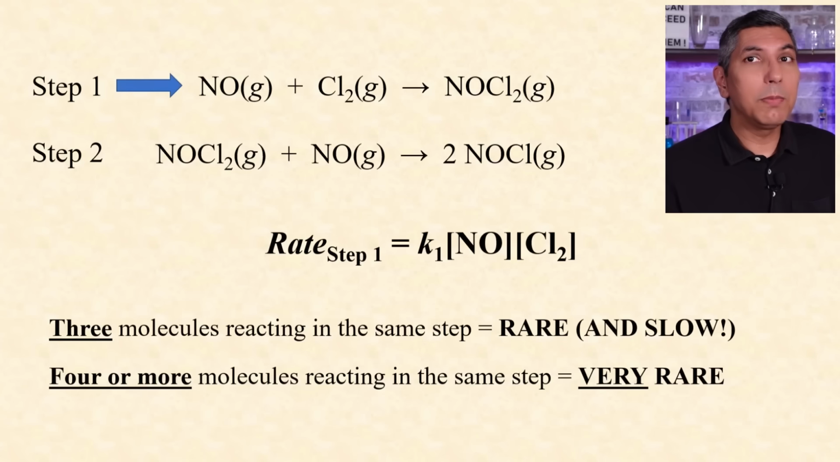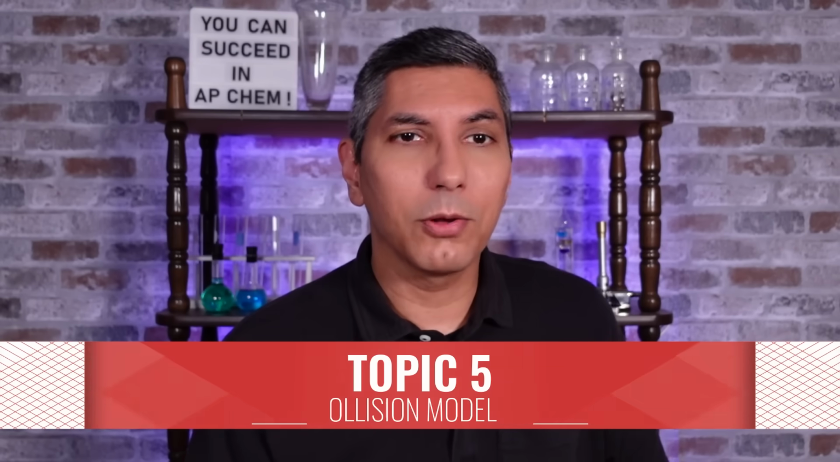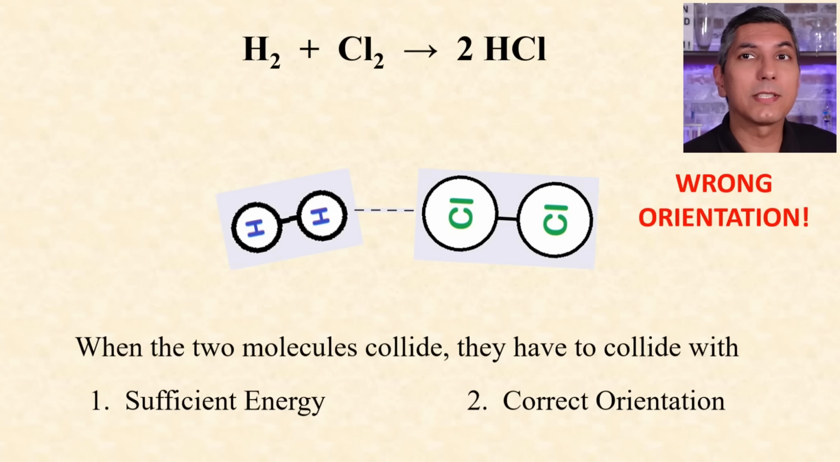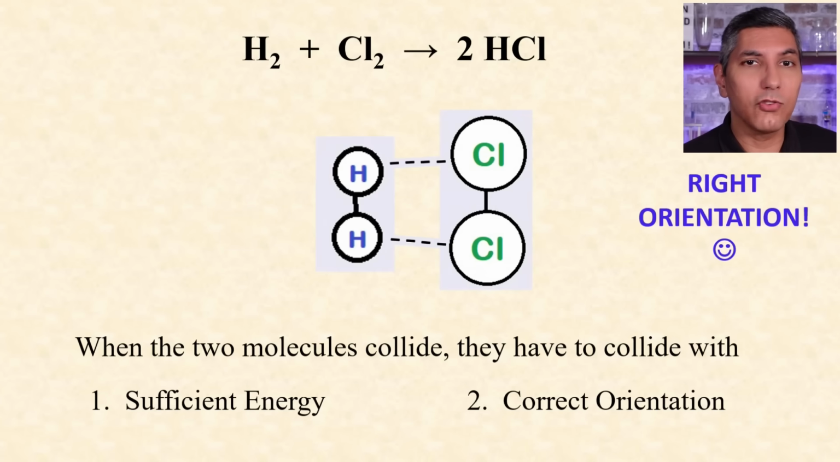In fact, it would be very unusual for any single step in a reaction to have more than 2 molecules colliding at once. In order for molecules to react with each other, 2 things have to happen. First, they have to collide with sufficient energy. We call that the activation energy. Secondly, they have to collide in the correct orientation, lined up in the right direction so that old bonds can break and new bonds can form.